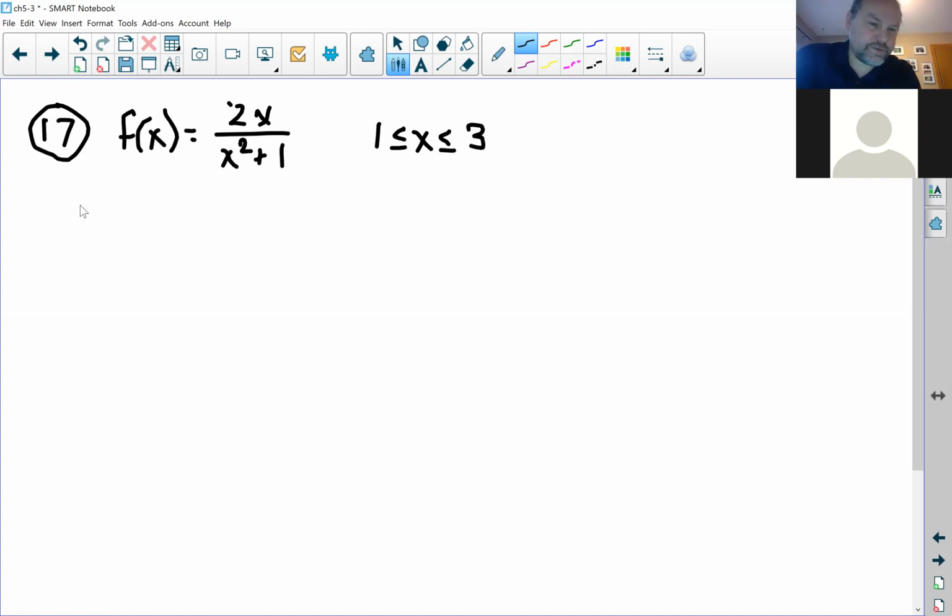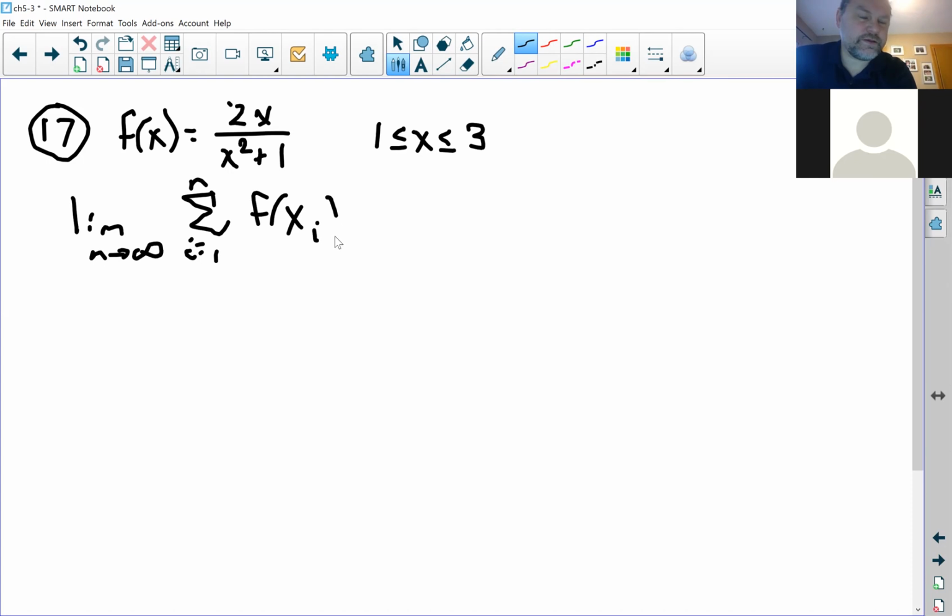So just as a reminder, what they're looking for is the limit as n approaches infinity of the sum, i goes from 1 to n, of f of x sub i times delta x. And that is a wonderful sigma. If you can draw one like that, I think I should give you extra credit.